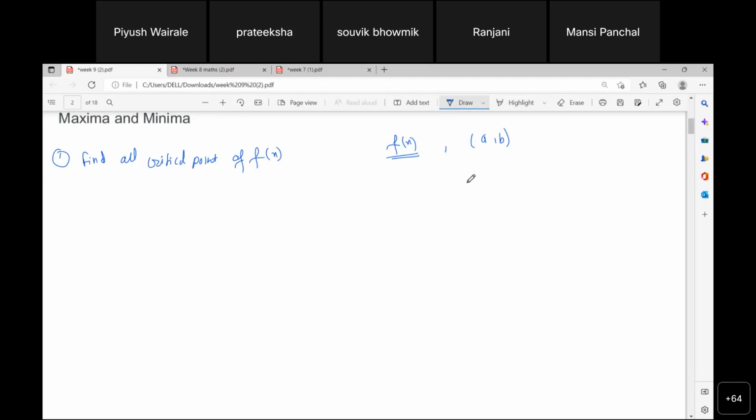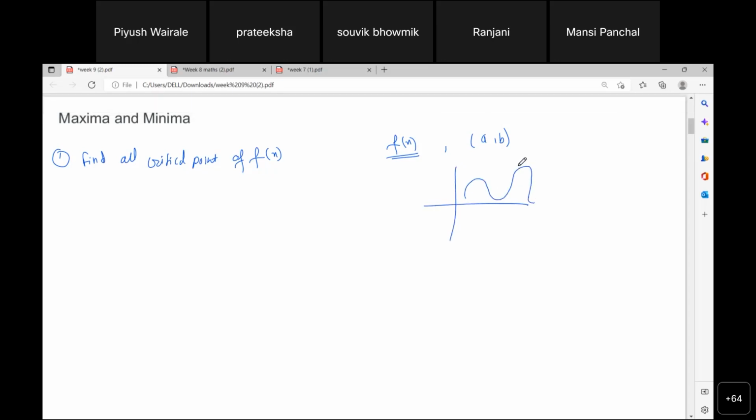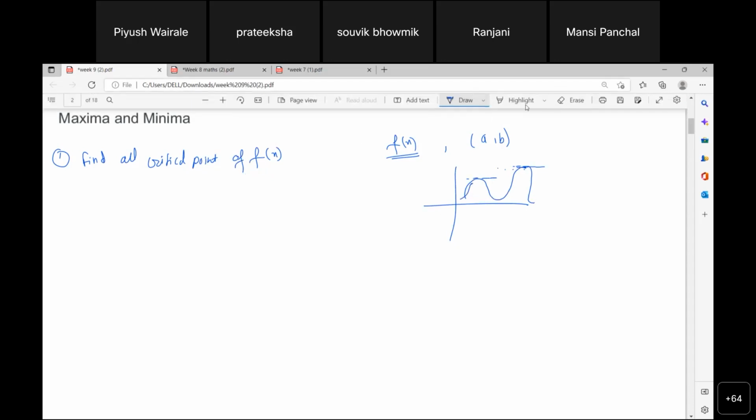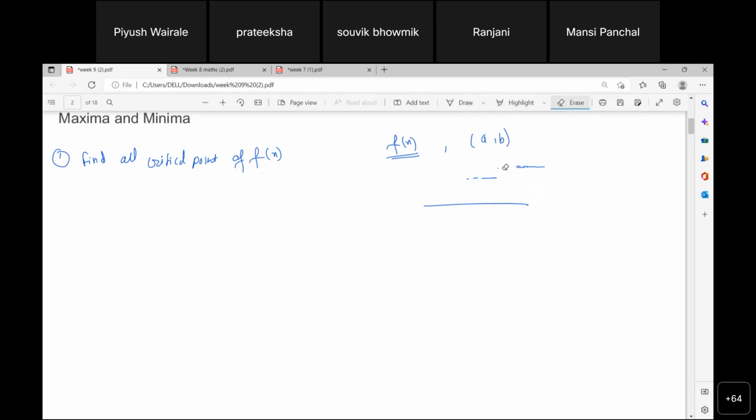Yeah, so suppose I have this graph. I can say this is a critical point. It is the point at which the function increases, and after that point it will decrease. F of x has a critical point here. And how do we find this critical point?